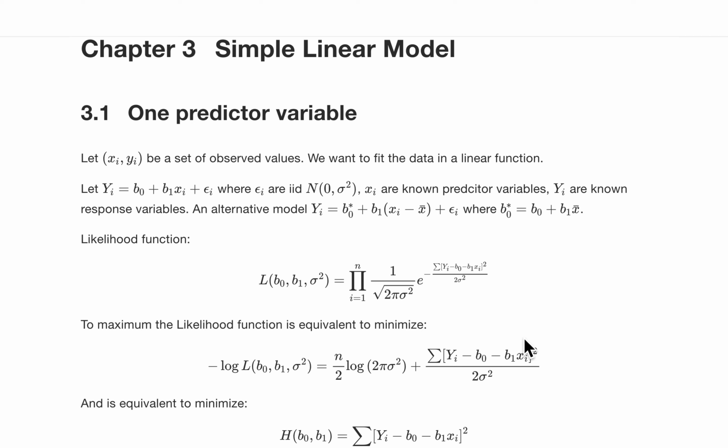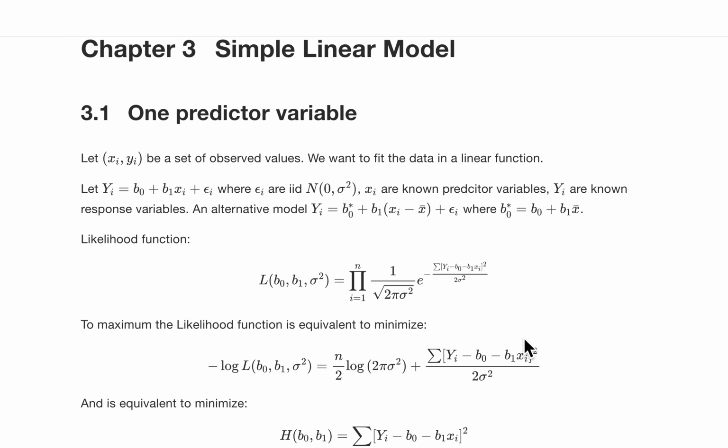An alternative model for the Yi can be written in another form, but they are basically the same linear function. It's just that sometimes one way of writing the same model is much simpler when we're doing analysis than the other. So the other way is we can write y as b0 star, the same constant in a different form, plus b1 times the bracket of xi minus x bar. This is another way of writing the same linear model, which we will see later.